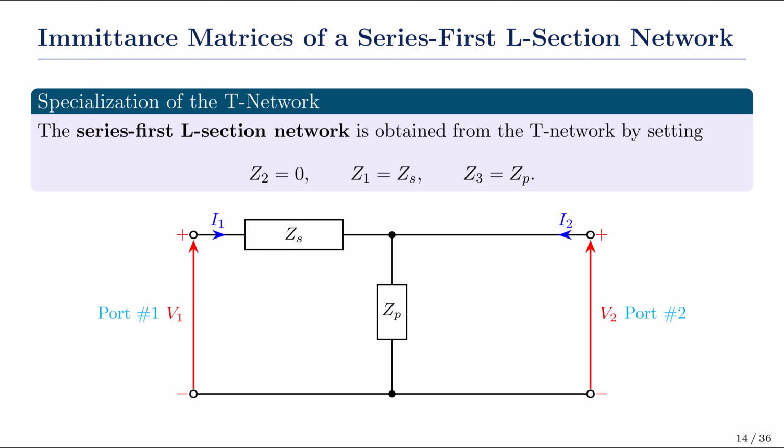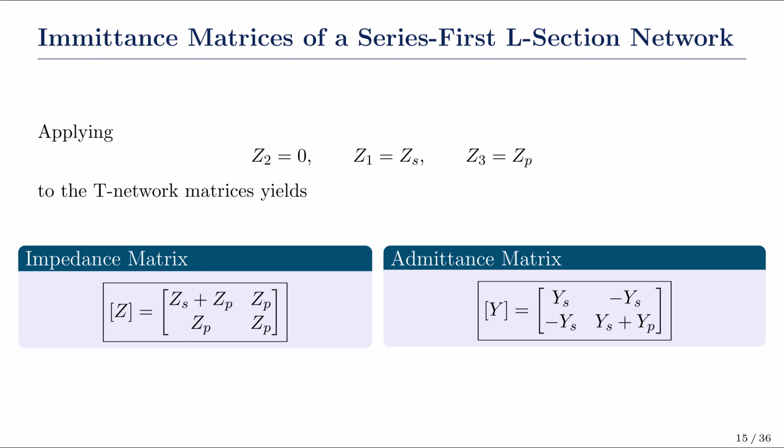We now obtain the corresponding impedance and admittance matrices. Substituting Z2 equals 0, Z1 equals ZS, and Z3 equals ZP into the previously derived T-network expressions immediately yields the immittance matrices of the series-first L section. This illustrates the power of starting from a general topology. Many useful networks are obtained simply by specialization. Observe the physical meaning of the diagonal and transfer terms in both matrices.